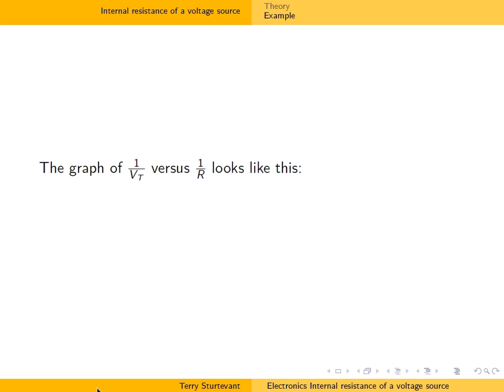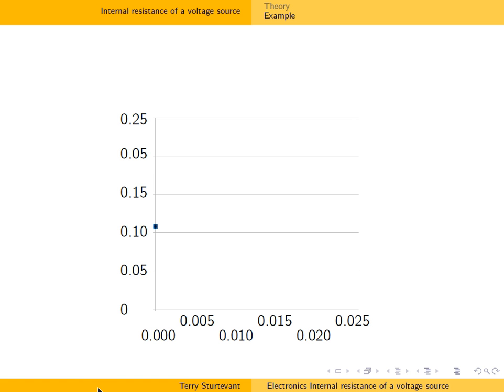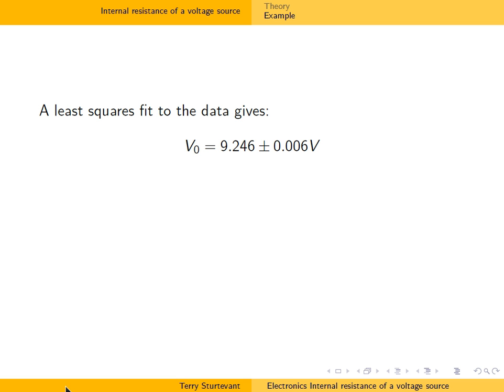If we graph 1 over VT versus 1 over R, it looks like this. You notice, for a lot of the values, it isn't changing much. So what we get is a straight line with a little bit of a positive slope. A least squares fit to the data gives V0 of 9.2 volts. The maximum current is about 1.9 amps, and the internal resistance is about 4.8 ohms.